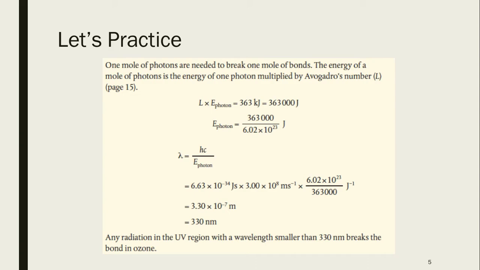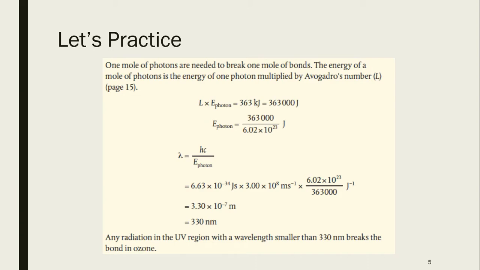So once we know the energy for one photon, we can then use our equation on the previous two slides and rearrange it to solve for the wavelength. So wavelength is equal to hc over the energy. So we plug in what we know. Remember Planck's constant, 6.63 times 10 to the negative 34th. Speed of light, 3.0 times 10 to the 8th.